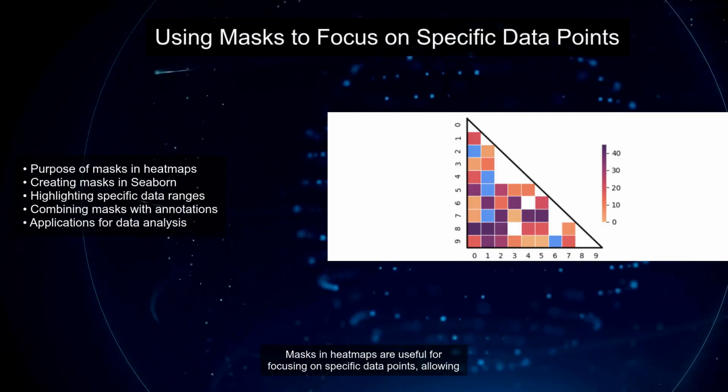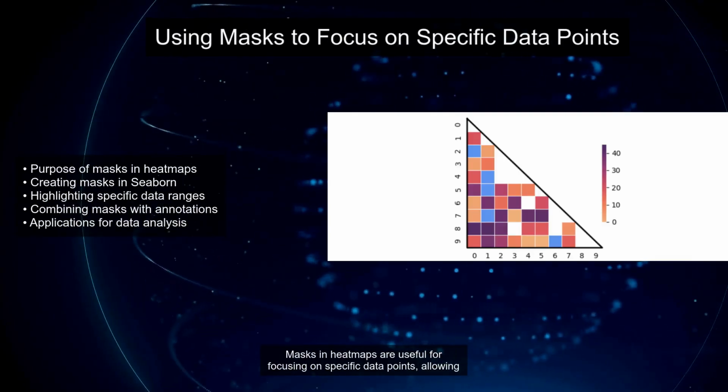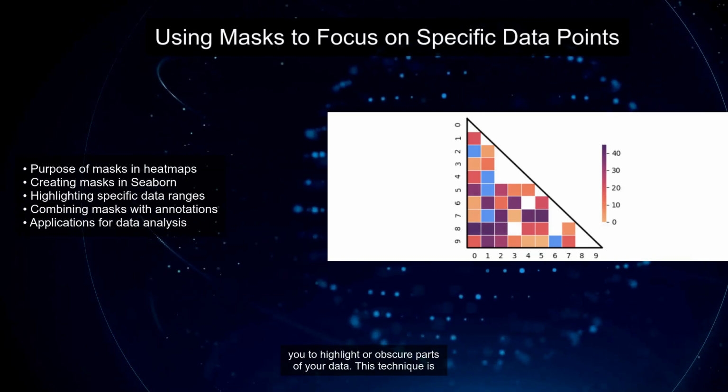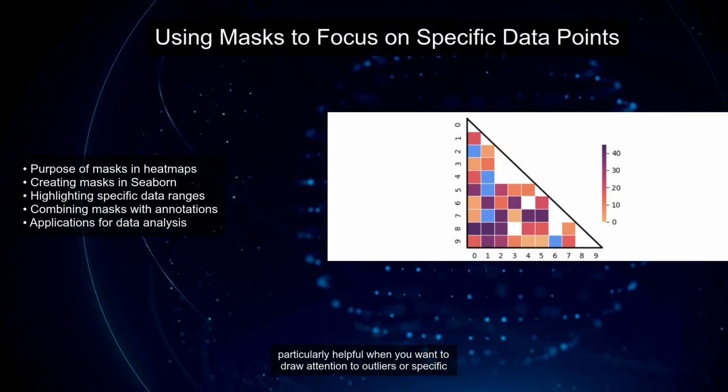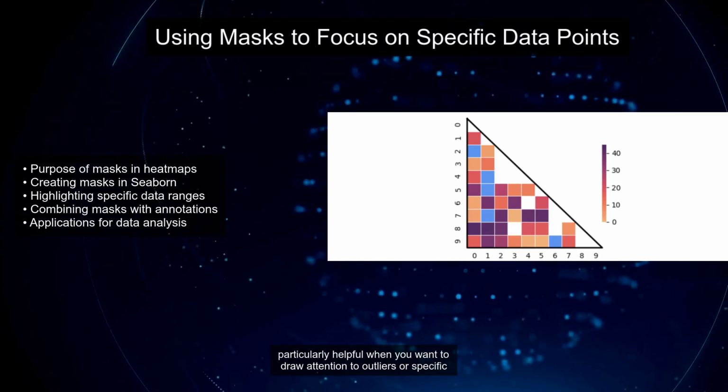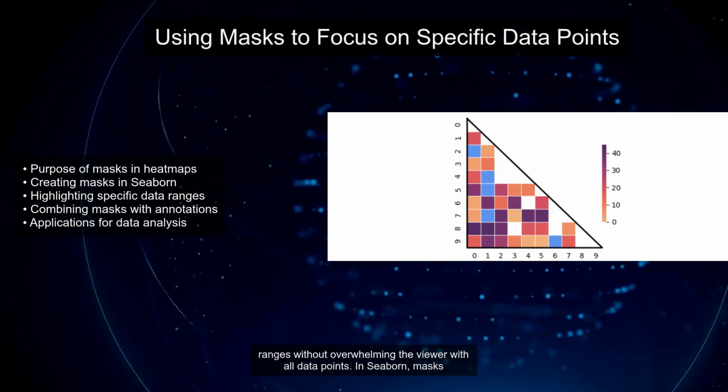Masks in heat maps are useful for focusing on specific data points, allowing you to highlight or obscure parts of your data. This technique is particularly helpful when you want to draw attention to outliers or specific ranges without overwhelming the viewer with all data points.